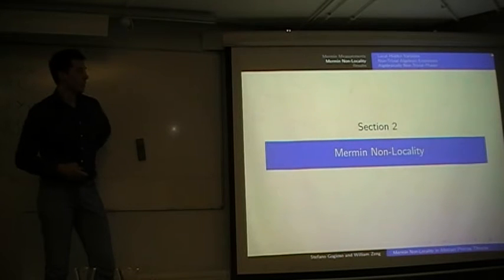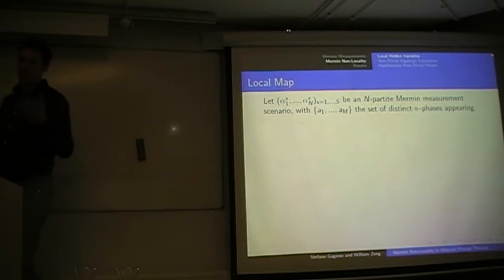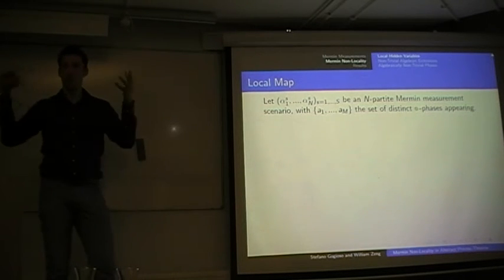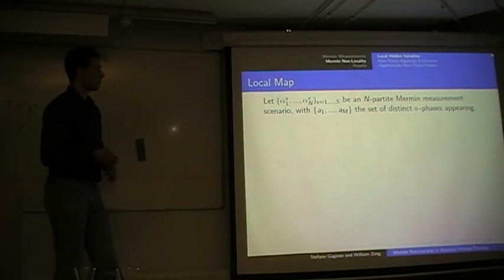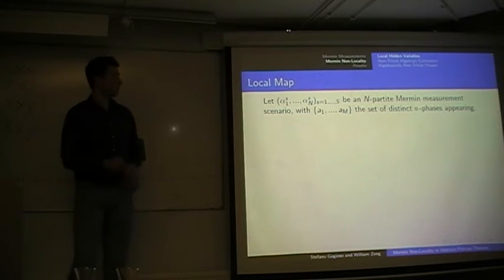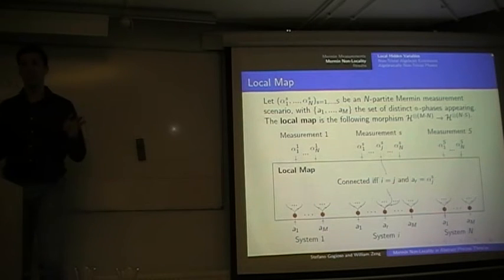Great. So from this setup, we can try and derive some kind of contradiction. If we're going to have a contradiction, we need to contradict against something, so we're going to contradict against some local equivalence. If we have some Mermin measurement scenario, this looks a little bit scary as a diagram, but it's actually really easy to explain.